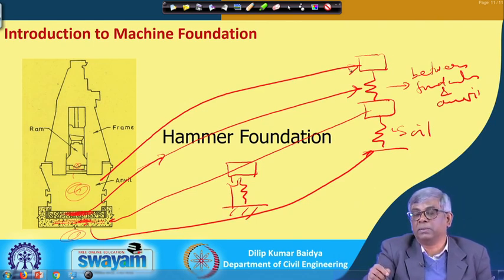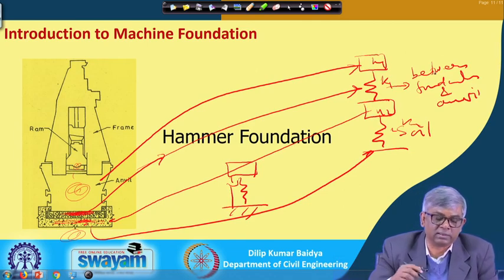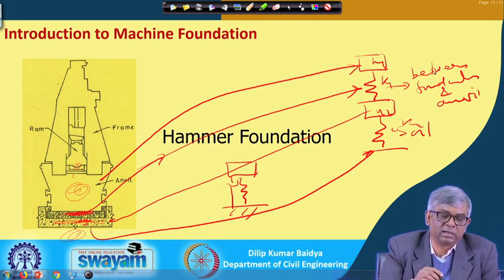We can, similar to that, write k 1 and k 2 and m 1 and m 2, we can write down the equation of motion, and you can also solve for it. That part, of course, is out of the scope of this class. So, I am not bringing that, I am just mentioning how a hammer foundation looks like.